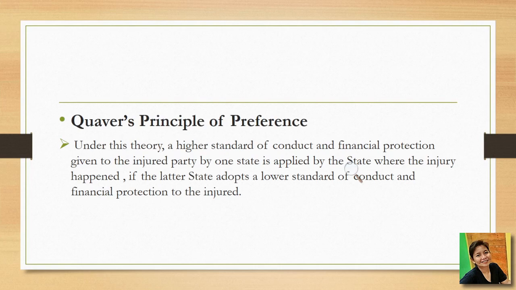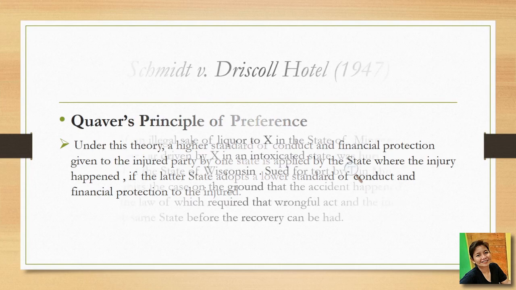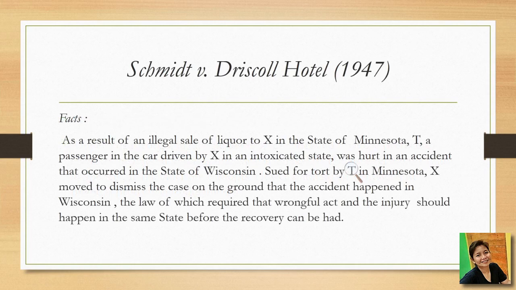protection to the injured. An example of this is the case of Smith v. Driscoll Hotel, 1947, where as a result of an illegal sale of liquor to X in the state of Minnesota, T, a passenger in the car driven by X in an intoxicated state, was hurt in an accident that occurred in the state of Wisconsin, and sued for tort in Minnesota. X moved to dismiss the case on the ground that the accident happened in Wisconsin, the law of which required that the wrongful act and the injury should happen in the same state before recovery can be had.